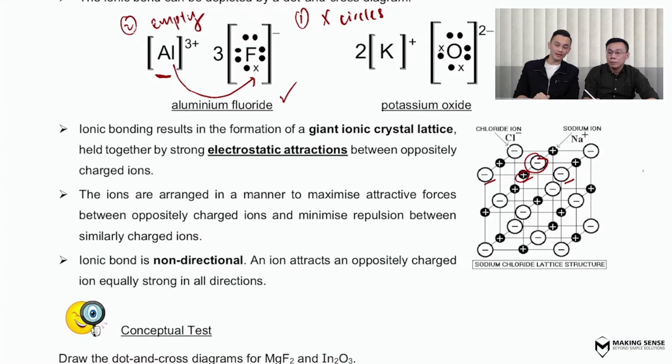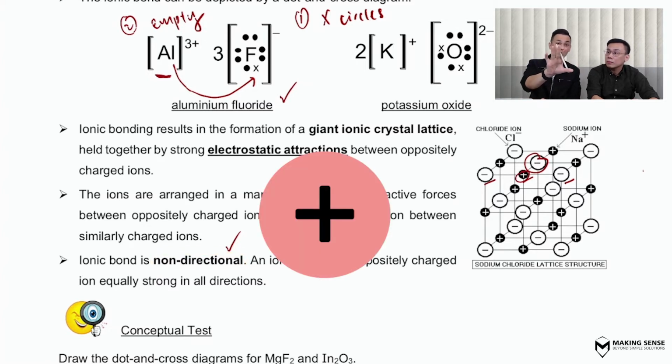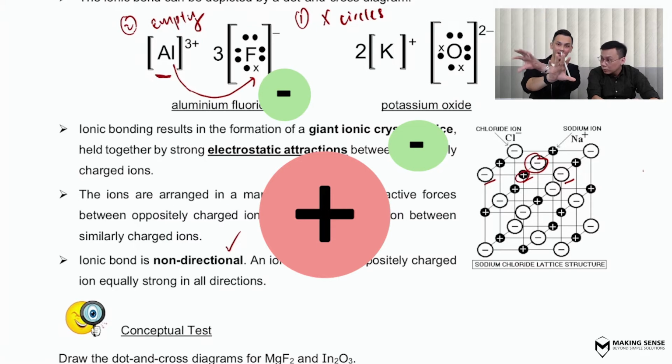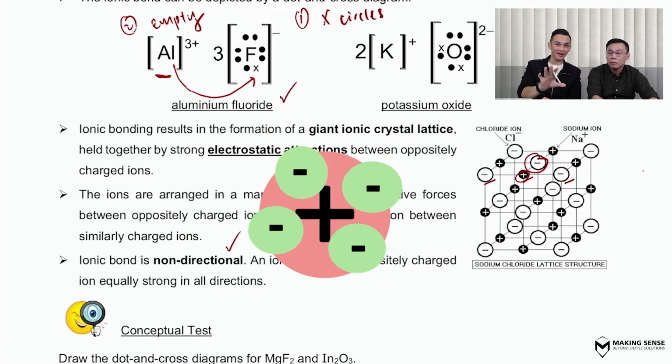Now, another thing you notice, guys, if you look at the last bullet, you will notice this phrase that says ionic bond is non-directional. Now, what is non-directional? It means, imagine you have a cation over here. It doesn't really matter where my anion is. It can be here, here, here, or here. We are just going to attract it equally strong in all directions. So that's what we meant by non-directional.